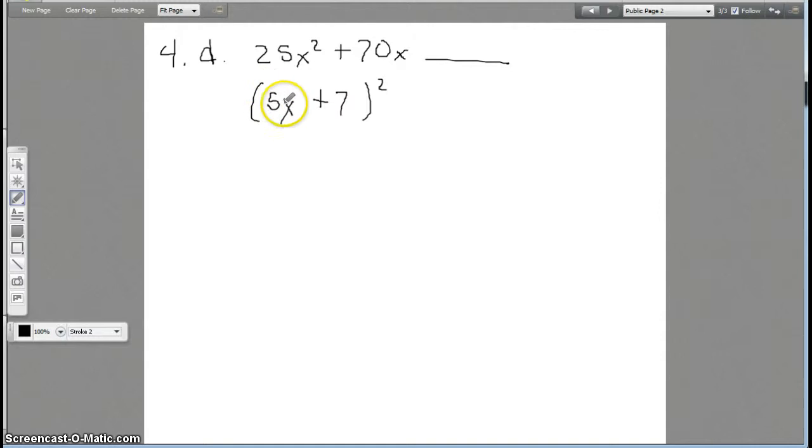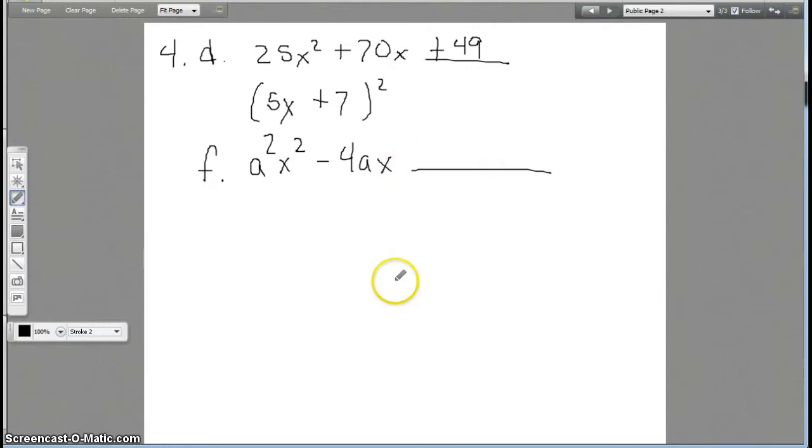When you square 5x, you get 25x squared. And then we need the double of 5x times 7. 5x times 7 is 35x, and the double of that is 70x. So we're good. That's what we're supposed to have. Then our last term is going to be the square of the 7. So the square of 7 is 49. So that's going to be the answer for part D. Now we're going to do one more from number 4, which is part F, and that's a squared x squared minus 4ax. And then we know there's going to be something else over here.